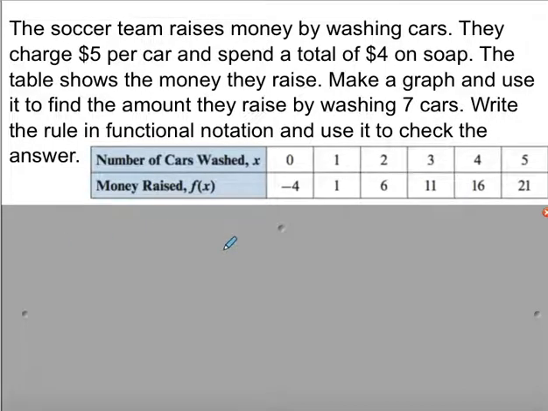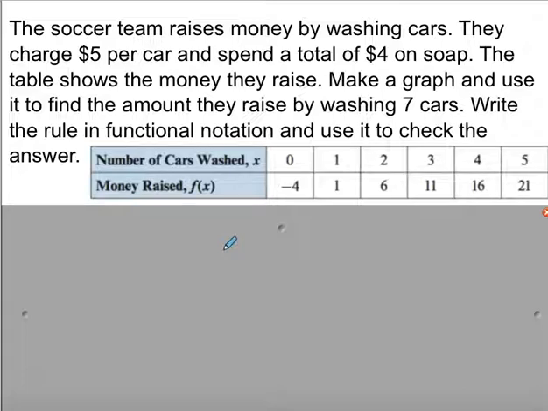Last one on this video. The soccer team raises money by washing cars. They charge $5 per car and spend a total of $4 on soap. The table shows the amount of money they raise. Make a graph and use it to find the amount they raise by washing 7 cars. Write the rule in function notation and use it to check the answer.